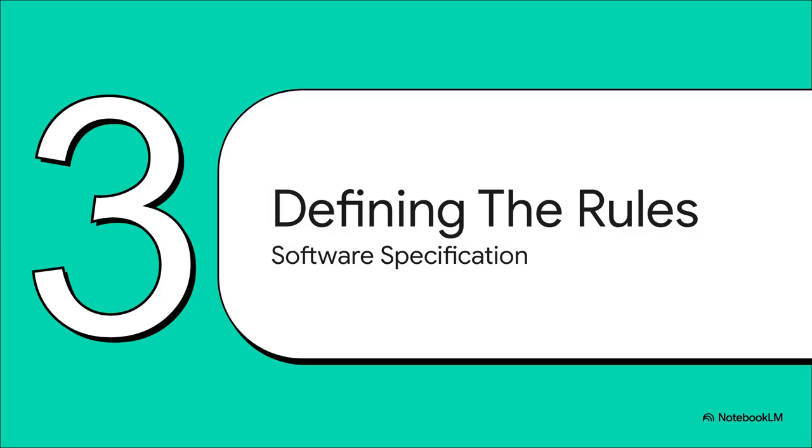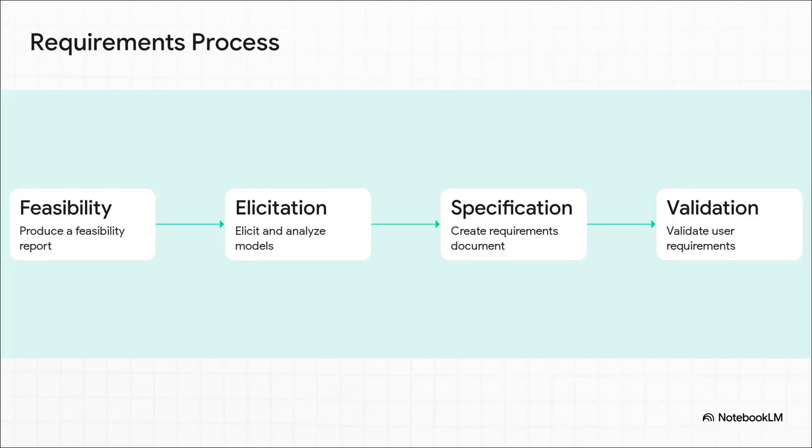All right, Section 3, defining the rules, better known as software specification. This is where our chronological journey truly begins. And let me tell you, you absolutely cannot skip this. Before anyone writes a single line of code, teams have to run through this rigorous requirements engineering process. It's like a strict gateway.